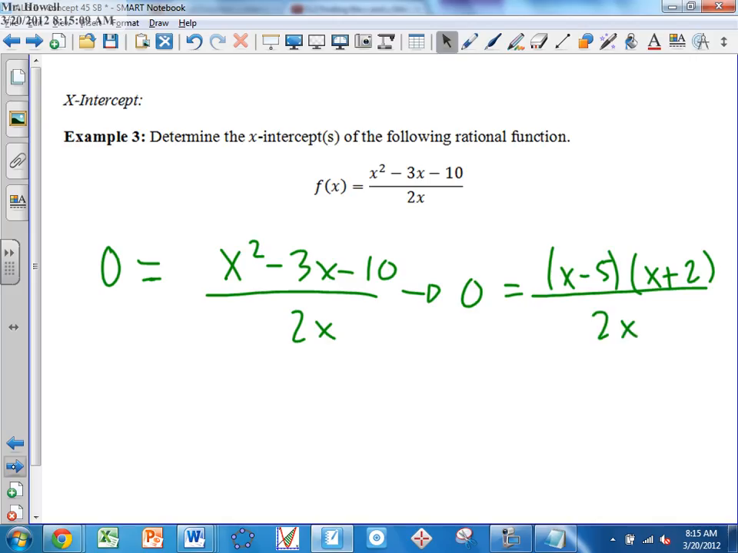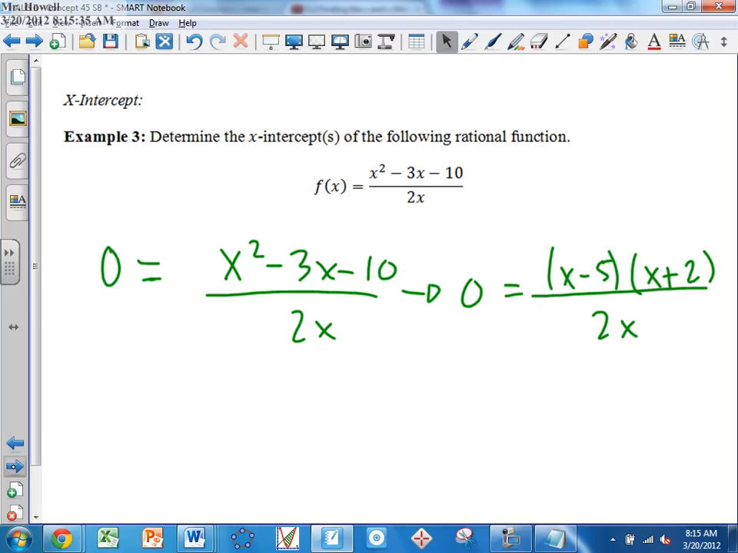The reason I'm asking you to factor the numerator is because it might be able to reduce. And if you can reduce it, what do you have there? A hole. Remember, whenever there's a common factor, common just means it's in both the top and the bottom, you can reduce it and there's a hole there. Well, if there's a hole there, you can't have an x-intercept there. So it won't affect the problem.